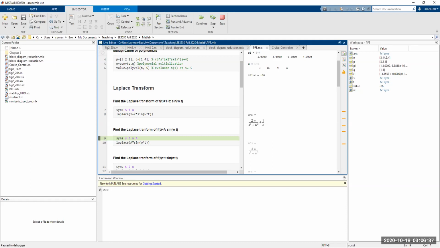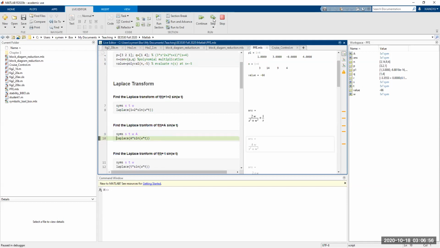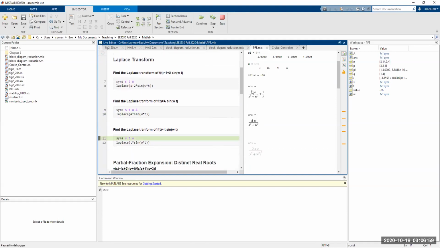Let's see another example. The input signal is A times sine wt. Again, let's define symbols s, t, w, and A. Then we use laplace. Then you see the result is the same, except 2 is replaced by A. For the constant term 1, its Laplace transform is 1 over s.